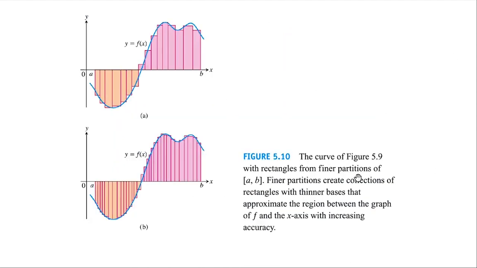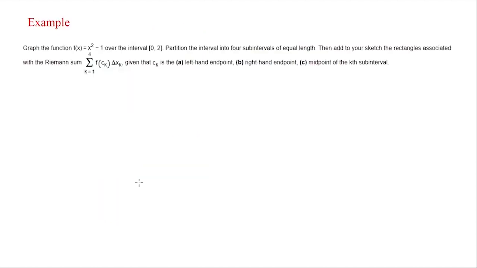The curve of Figure 5.9 with rectangles from the final partition. The final partition creates a collection of rectangles with thinner bases that approximate the region between the graph of f and the x-axis with increasing accuracy. The more rectangles you use, the more accurately you can find the region between the curve and the x-axis.